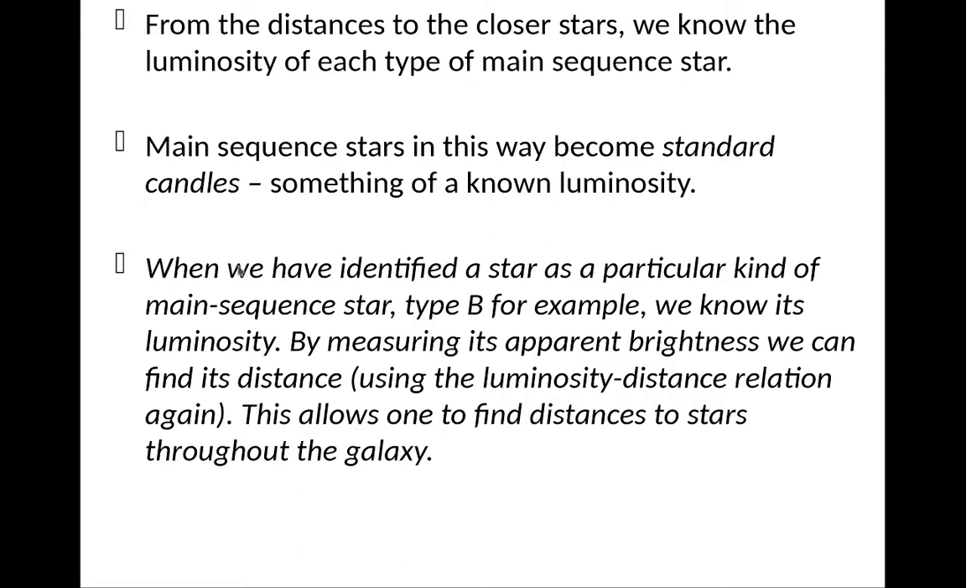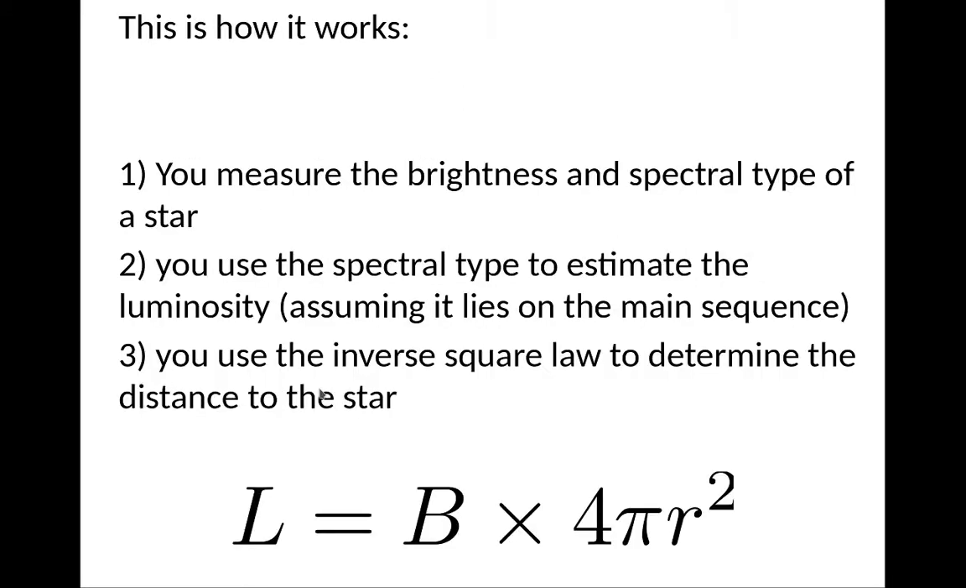And so once you know that your star is a particular kind of main sequence star, so type B for instance, you know its luminosity. So by measuring its apparent brightness, you now find the distance. So in fact, the luminosity-distance relationship allows you to find distances to stars throughout our galaxy. Right. So this is how it works. This is spectroscopic parallax, right? Not brightness parallax. It's spectroscopic because you need the spectrum to find what the spectral type is.